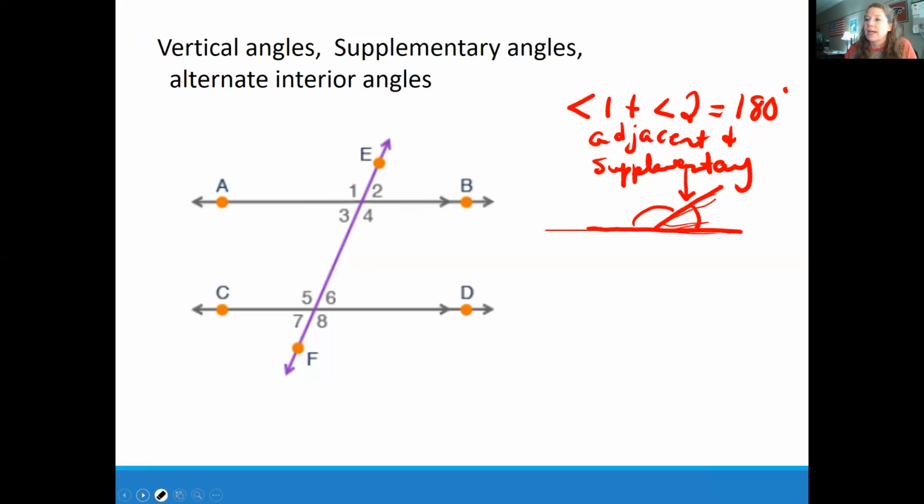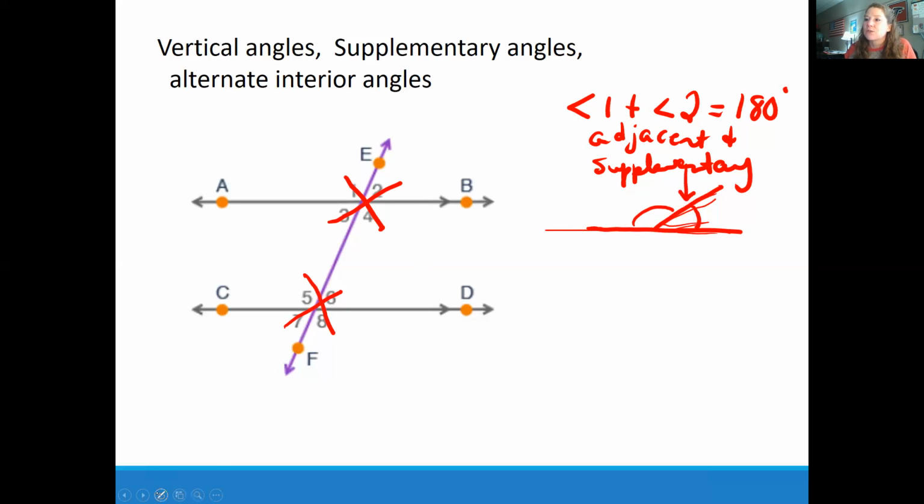All right, so vertical angles are always congruent. That means they're the same measurement. So 1 and 4 are vertical. Also, 2 and 3 are vertical and congruent. 5 and 8 are vertical and congruent, and 6 and 7. And look at them. Doesn't that make sense?